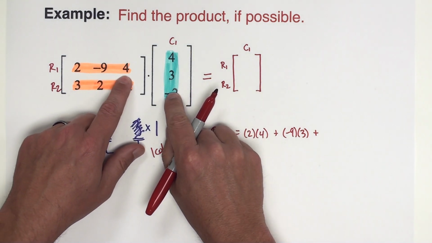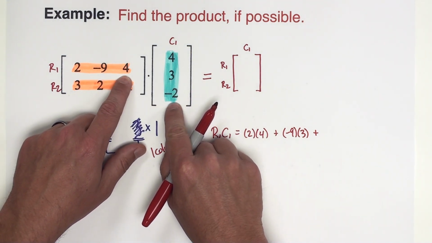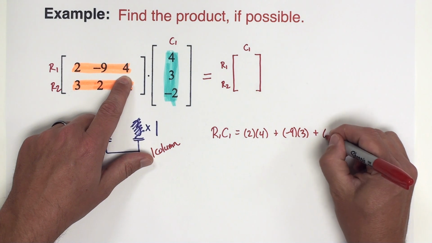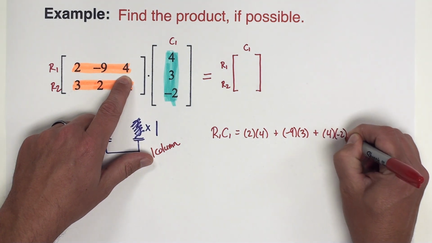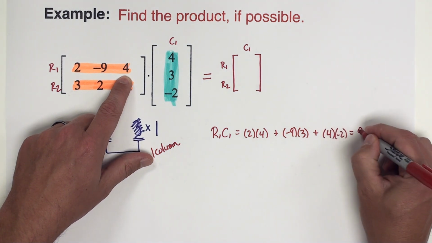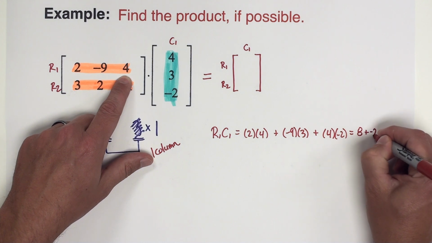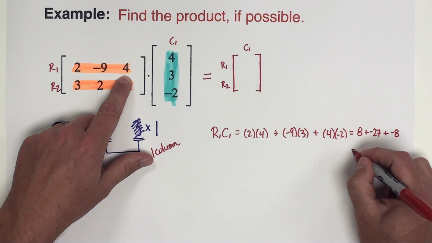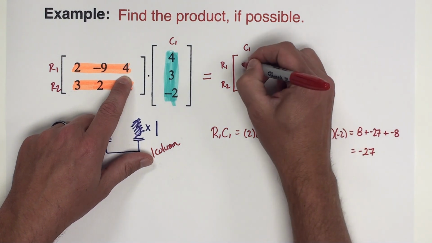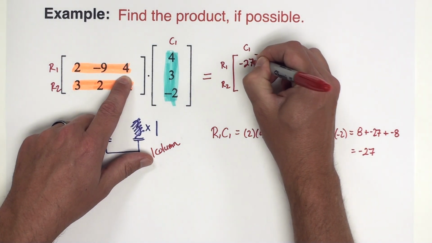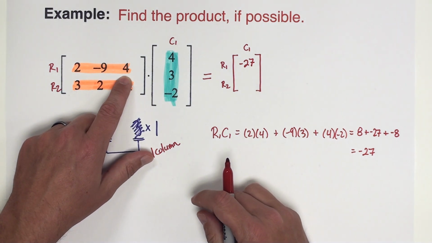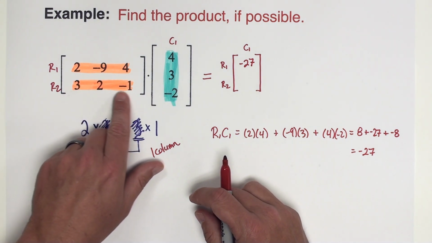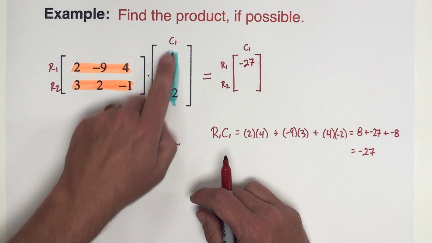I'm going to take the third number of the row and the third number of the column. I'm going to multiply those together. So I've got now 8 plus negative 27 plus negative 8, which is negative 27 for my top number, or my top entry.